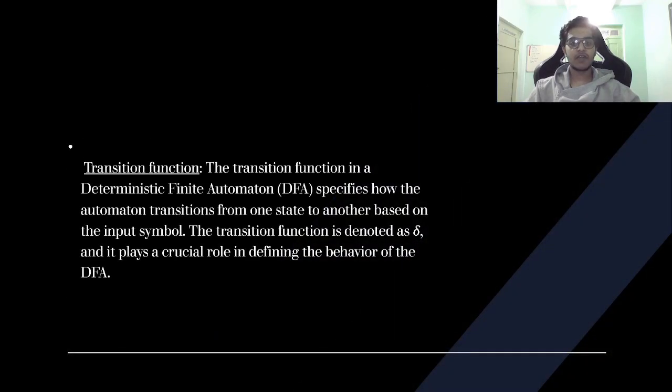Moving on to the next slide, we have the transition function. The transition function in a deterministic finite automata specifies how the automaton actually transitions from one state to another based on the input symbols. The transition function itself is denoted as delta and plays a very crucial role in defining the behavior of the DFA.